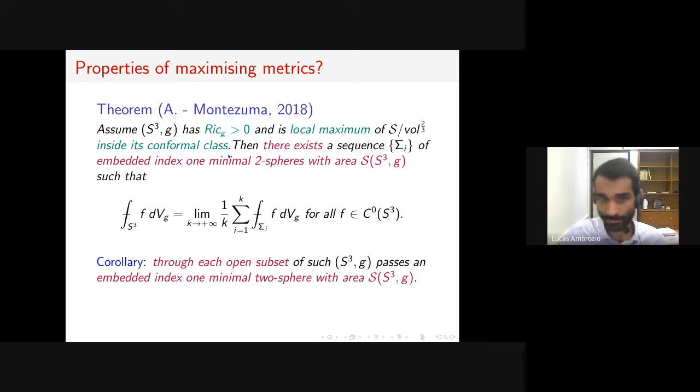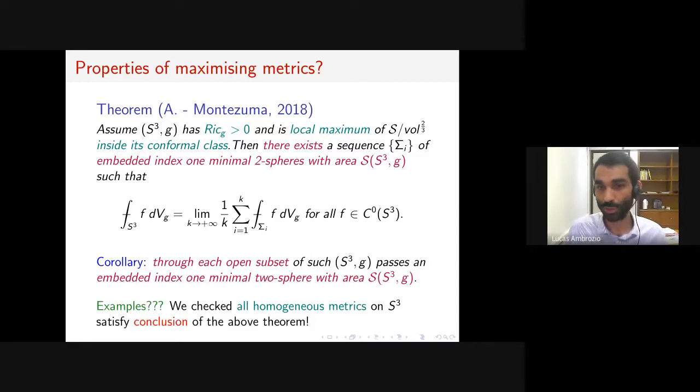Then, through each point, through each open subset of such S3, passes an embedded minimal two sphere with area equal to the systole. Okay, so what is this theorem saying? It is that a necessary condition for a metric to be a local maximum inside its conformal class is the abundance of minimal two spheres with area equal to the systole. Through each point of this three sphere, there must pass a two sphere realizing the systole. So this is the key observation.